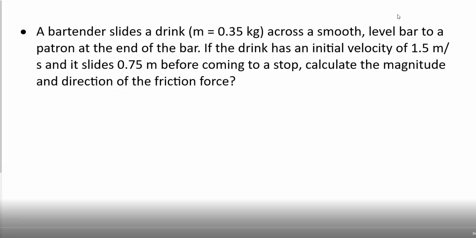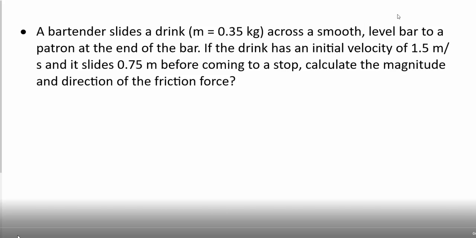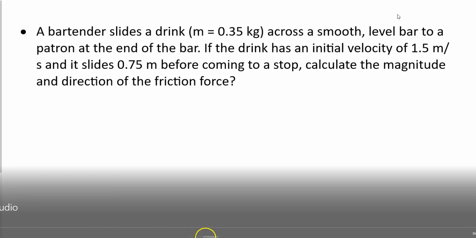In this example, we're going to talk about friction as a force used to slow something down. So what's the acceleration essentially due to friction? And then from that acceleration, we can determine the force. So the first thing I want to do is identify the variables that are given to you in the equation.